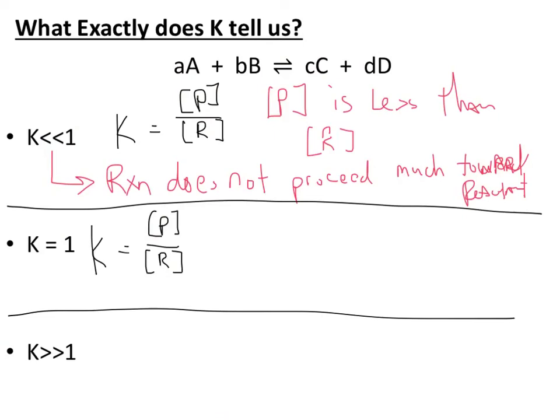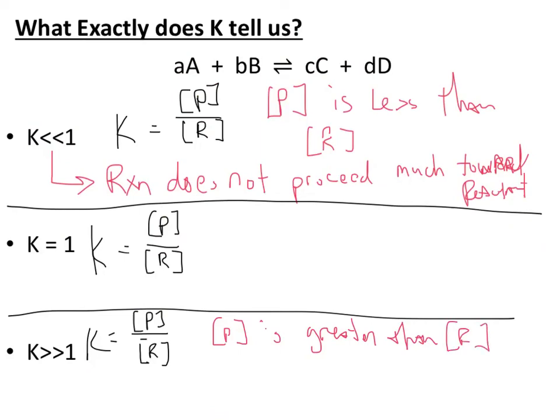And then the last one that I'm going to put some stuff down here, if my K is greater than 1, again, I'm looking at the same expression: concentration of products over concentration of reactants. And if my K is greater than 1, that means the top of my fraction is larger. So in this particular case, the concentration of products is greater than the concentration of my reactants.